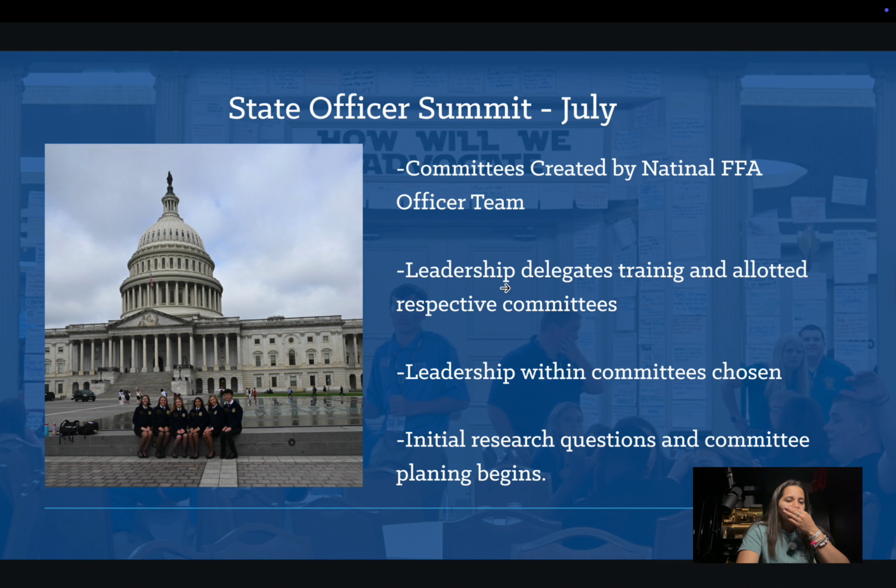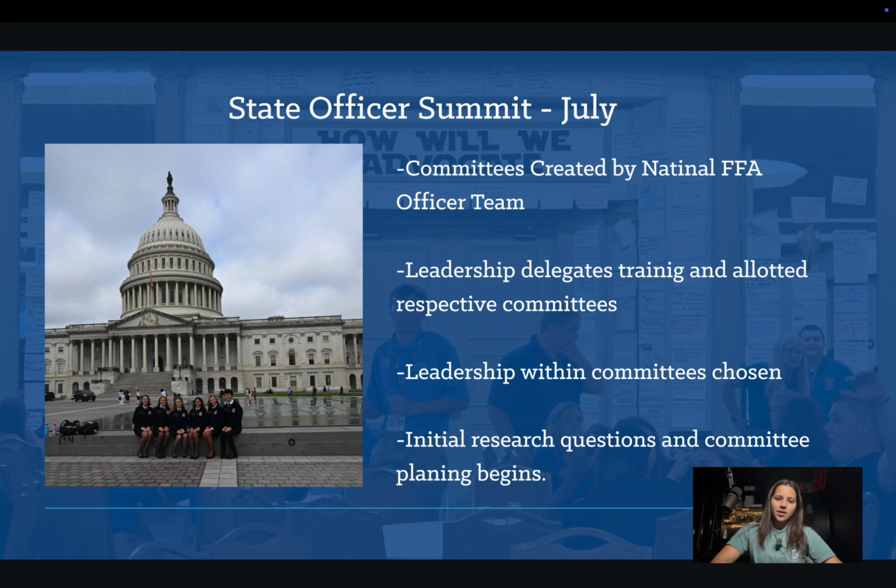So the delegate process really starts at State Officer Summit, which is in July. And this is whenever the committees are created by the National FFA Officer Team. Leadership delegates are trained and allotted to the committees that they're going to be in. And then leadership within those committees are chosen. And then initial research and questions on the committees begin.